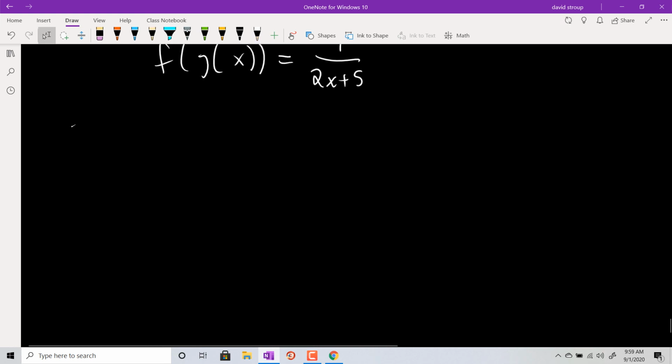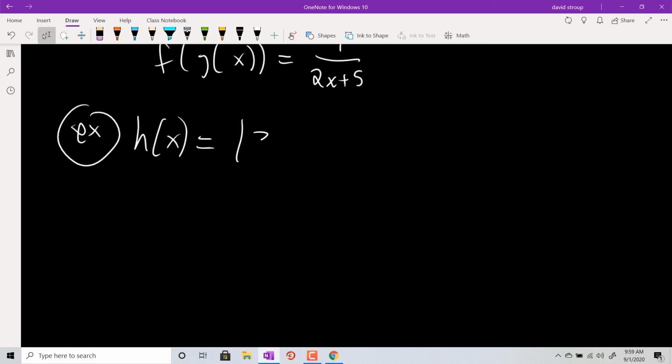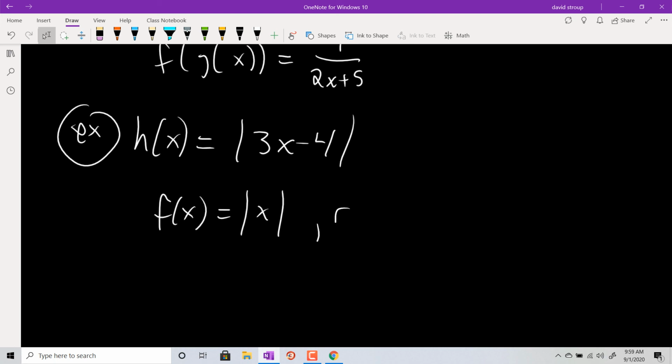One more, and then we'll look at maybe one WebAssign problem, or MyMathLab. Absolute value of 3x minus 4. So f of x, I'm going to say, is the outer part, the absolute value of something. And then g of x is the inner part. Sometimes they'll call that the guts, right? Okay, let's look at WebAssign. If you're taking notes, you can always pause the video and write stuff down.